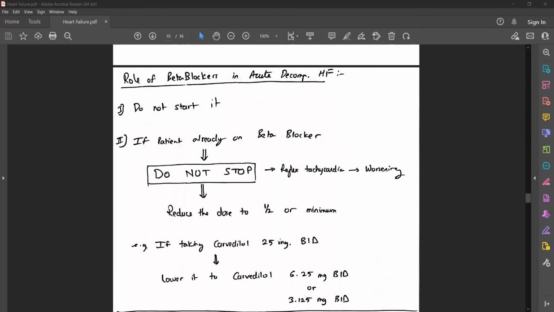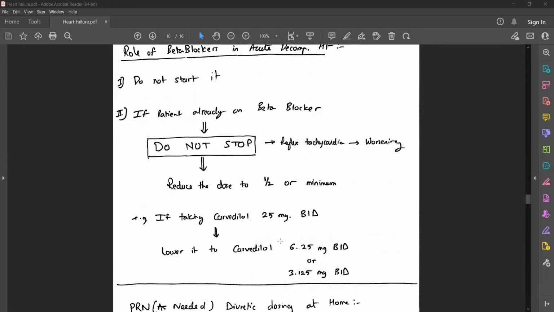Then coming to beta blockers. Let's say the patient has a history of HFrEF, as I'll be talking about after this, about the management of HFrEF, and is already on a beta blocker. What do you do? Now, we know that you will not start a beta blocker if the patient is in acute decompensated heart failure. But if the patient is already taking it, especially with a history of HFrEF, you will not stop the beta blocker all of a sudden, because stopping a beta blocker suddenly in acute decompensated heart failure leads to reflex tachycardia and worsening, and is associated with higher mortality.